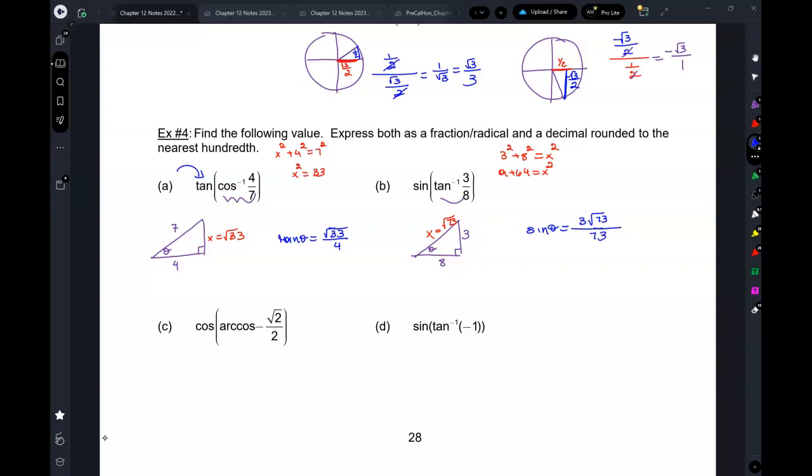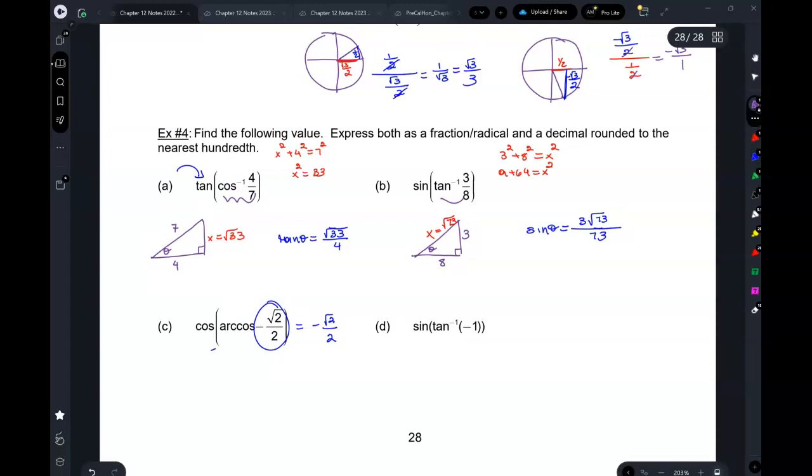Now, take a look at this next one. You have cosine of arc cosine. So cosine and arc cosine undo one another. That means they just cancel each other out. All you have is negative root 2 over 2. So if you have the same thing, you can just cancel them out. The only thing is you have to make sure inside an arc sine or an arc cosine, you have a value that's between negative 1 and 1. So if this was cosine of arc cosine of 2, the whole thing would be undefined.